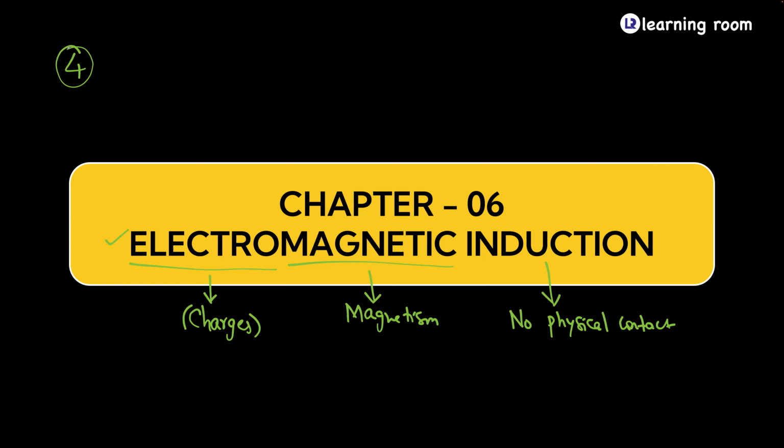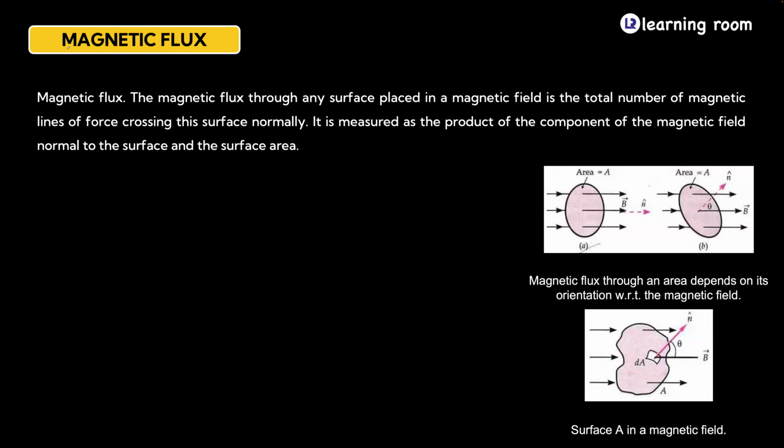When I say electromagnetic induction, induction means generating something, inducing something, without any physical contact. So what is getting induced? The charges which are in motion, that is electric current, is induced with the help of magnetism. Am I clear with this point? Having said this, the first and most important topic we need to understand in this chapter is magnetic flux.